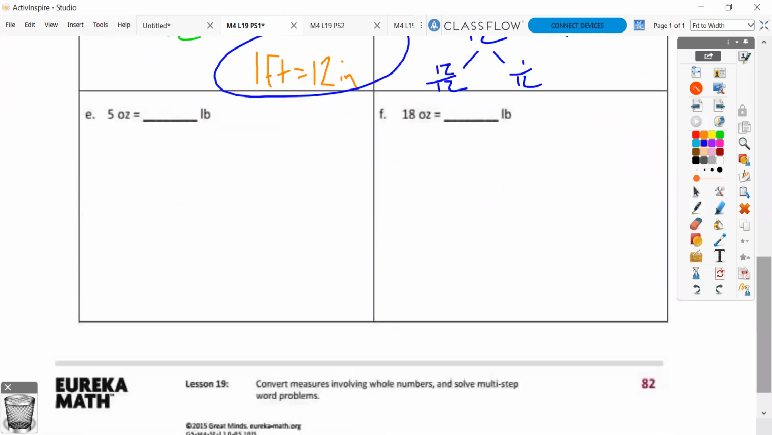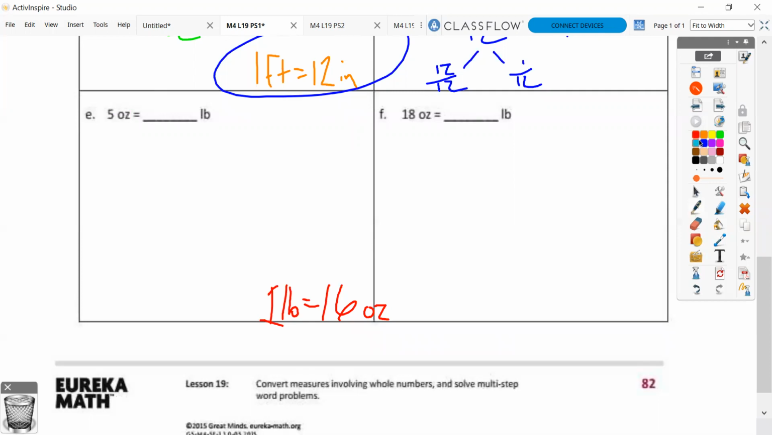All right, down here, we're doing ounces to pounds. Okay, so that conversion is 16 ounces is equal to 1 lb. Let me make that look like a 1. 1 pound equals 16 ounces.